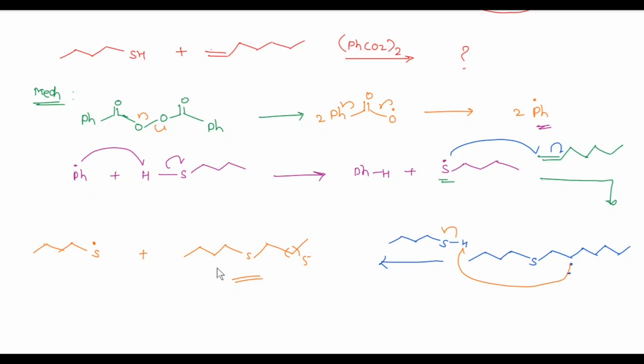So this is all about addition of HBr, thiols and thiocarboxylic acid to the alkene in addition reaction of free radical. In the next lecture we will see the addition of halomethane to the alkene.